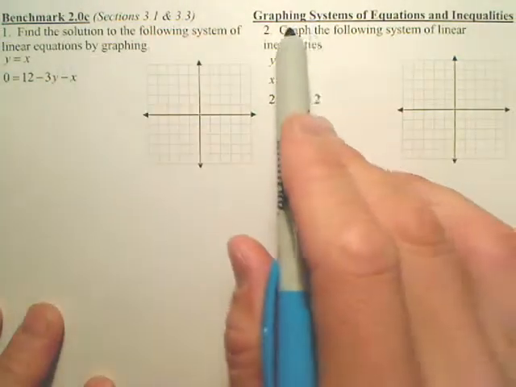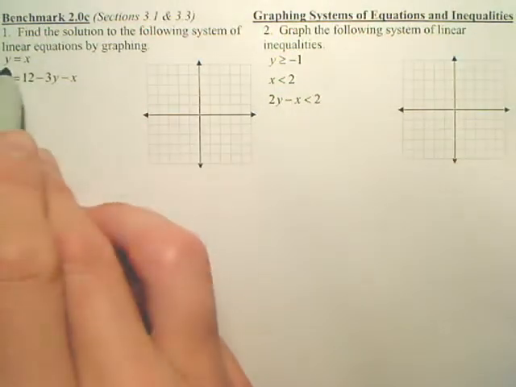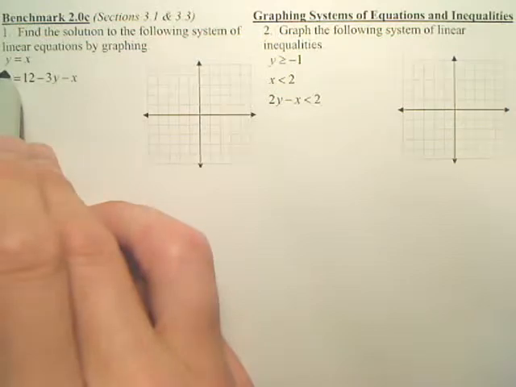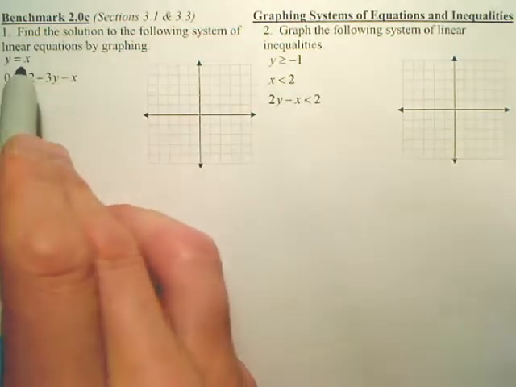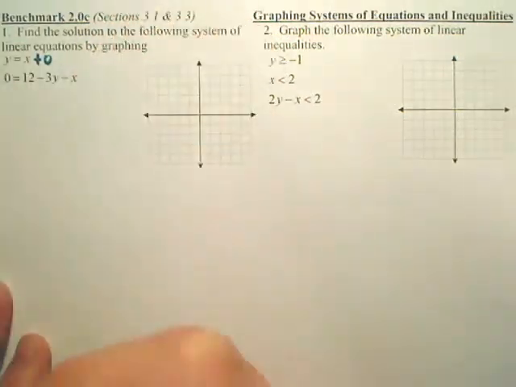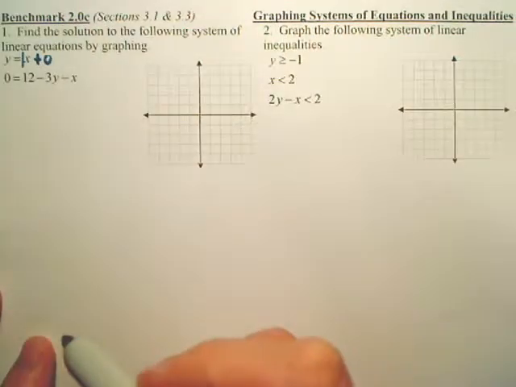Benchmark 2C, graphing systems of equations and inequalities. So let's graph and find the solution to these two equations. The first equation right here is ready to graph. But for some of you, you might want to put a plus 0. You don't have to, but you need to know that. You also might want to put a 1 there. Don't have to, but you might want to.